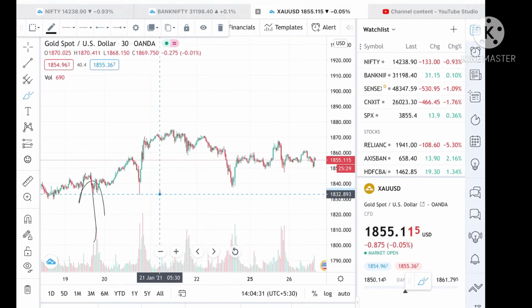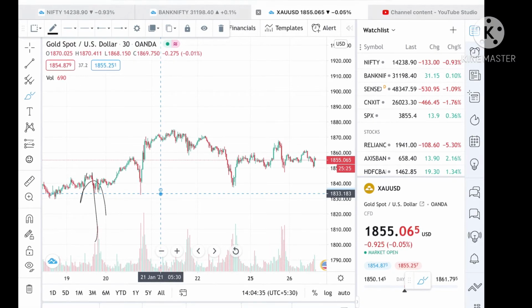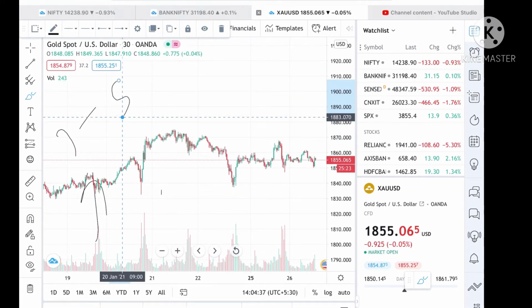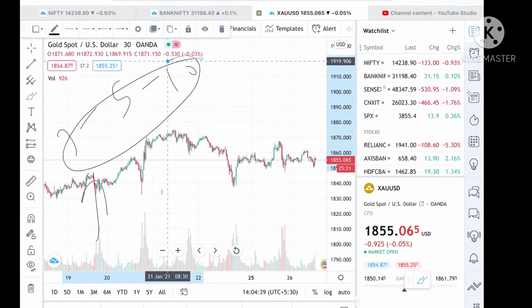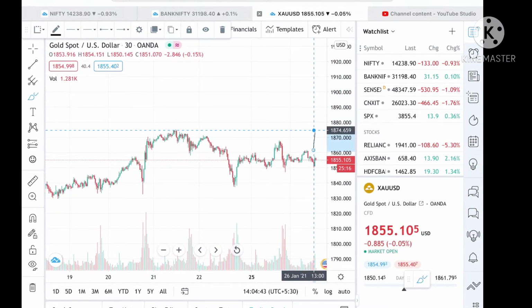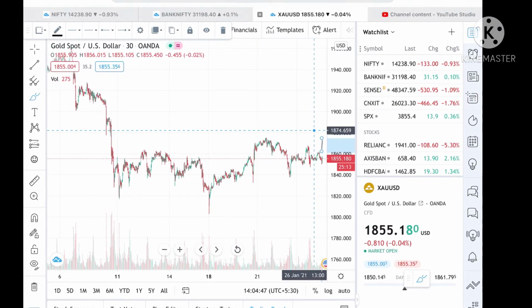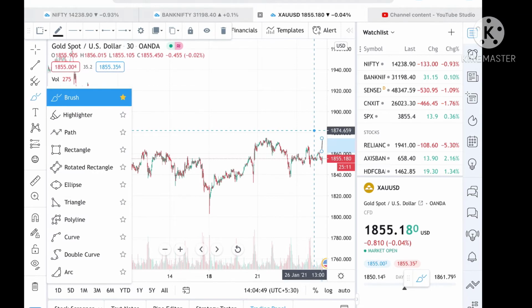My views are strictly for intraday, and for a longer view I am suggesting you can buy at any dip, if you are looking at 3 to 5 years or even 10 years. So now I have told you the resistance and support points.